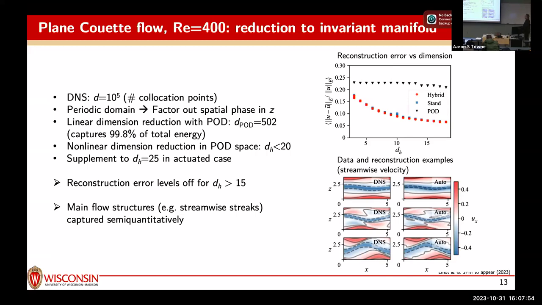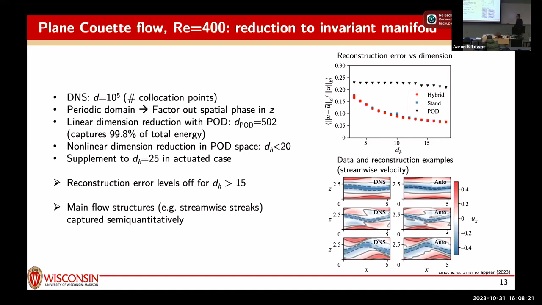And what we find is that this would be the error for PCA. This would be the error. The blue and the red are two variations of the dimension reduction framework. And the error levels off at some small value of a few percent at between 15 and 20. All right, so 15 to 20 degrees of freedom.